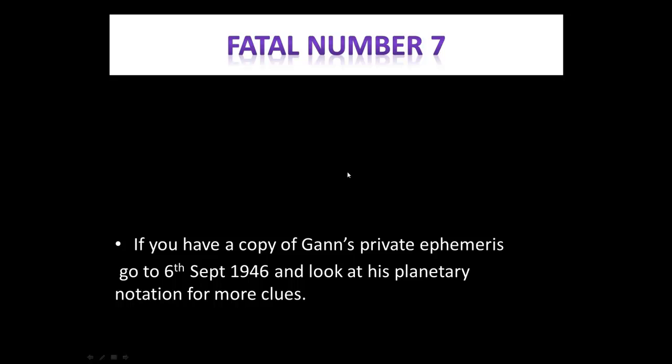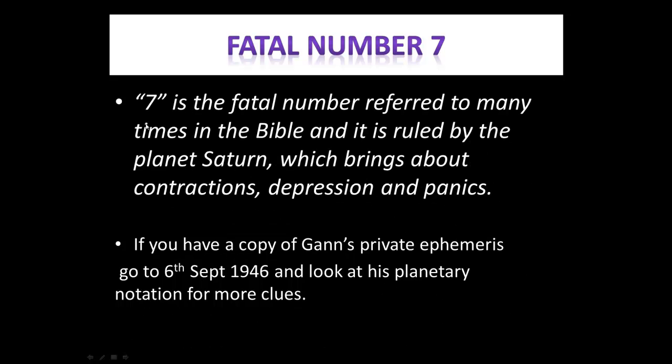Now I just want to mention Gann's fatal number, 7, which I have produced a DVD on, as a lecture that I presented at the Melbourne conference, if you are interested in it. But basically his quote is, "The number 7 is a fatal number referred to many times in the Bible, and it is ruled by the planet Saturn, which brings about contractions, depression and panics."